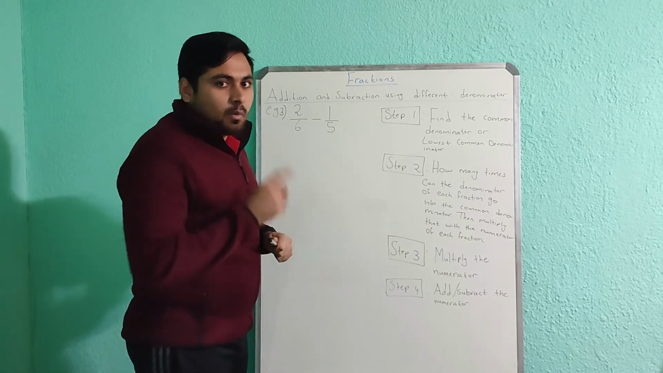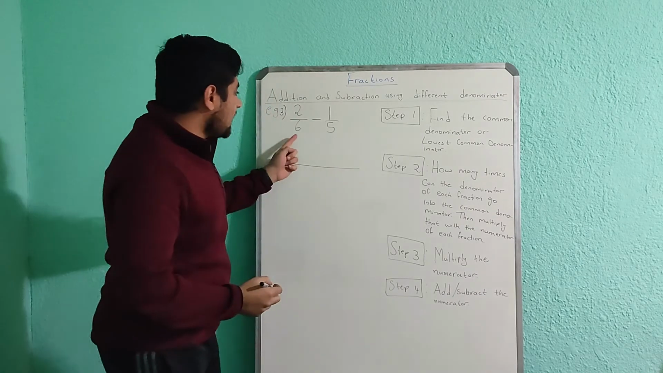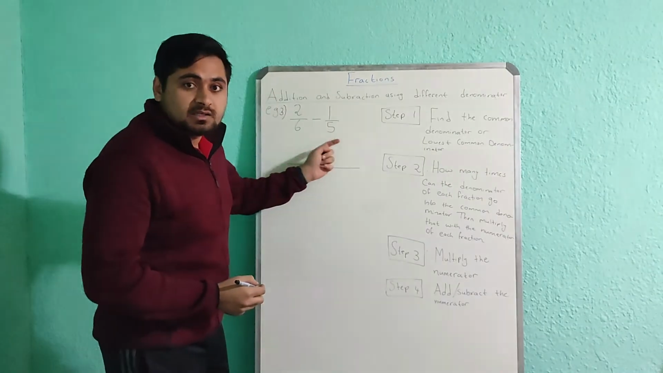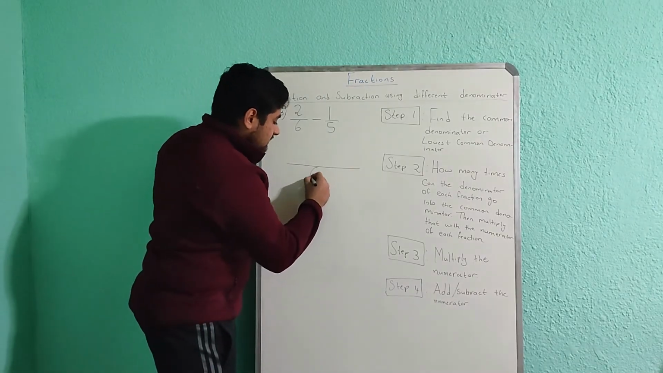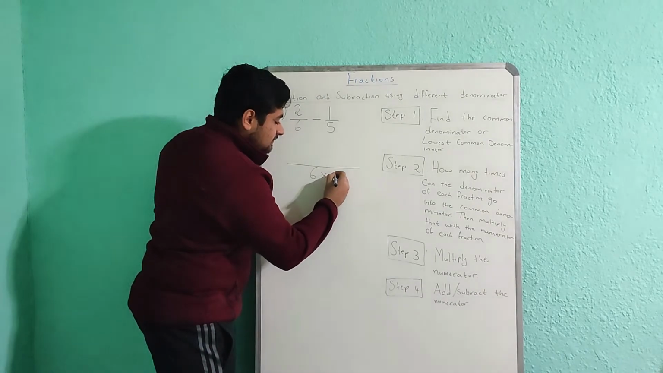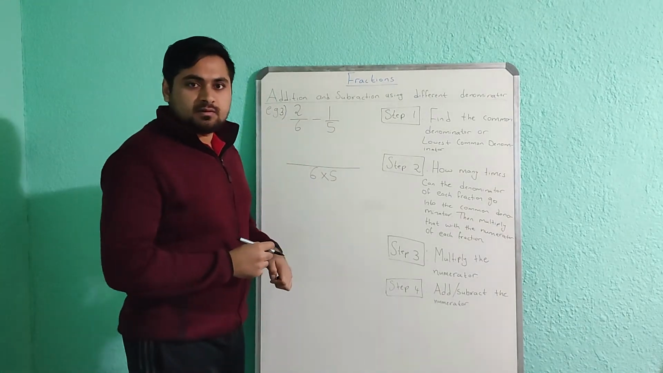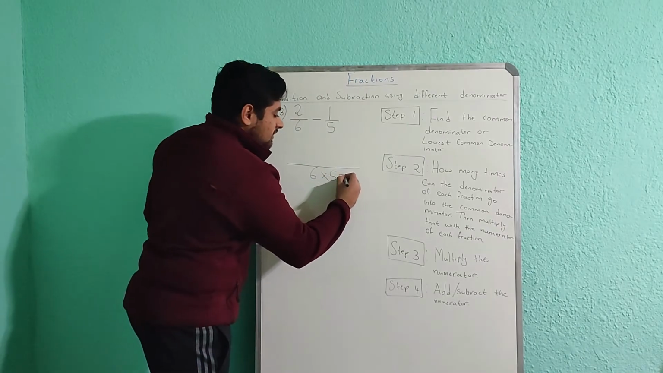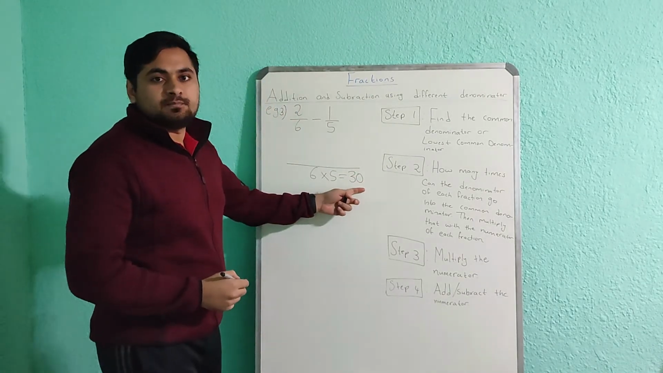In this case, what do you do? You simply multiply the denominators. That will be your common denominator. So you simply write 6 times 5. Right? What is 6 times 5? 30, right? Therefore, your common denominator here will be 30.